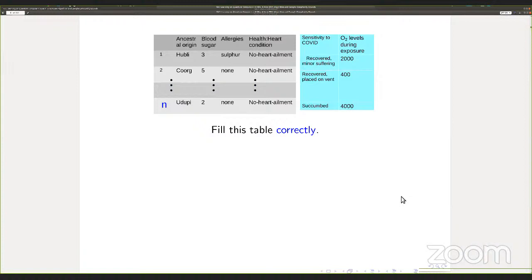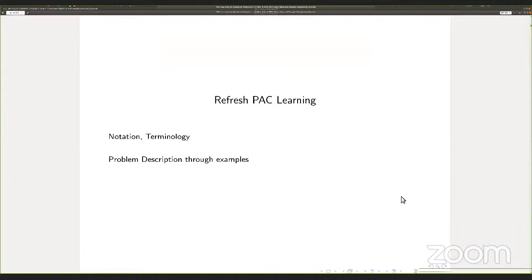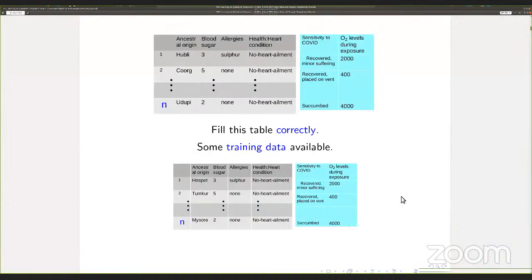I need to know how much oxygen to pump and where, where to establish field hospitals, who are going to be vulnerable, who need help, right? So I have health data of the people, and I want you to fill up the table. So you have question marks on the right. You don't know the right thing, and you want to fill that up.